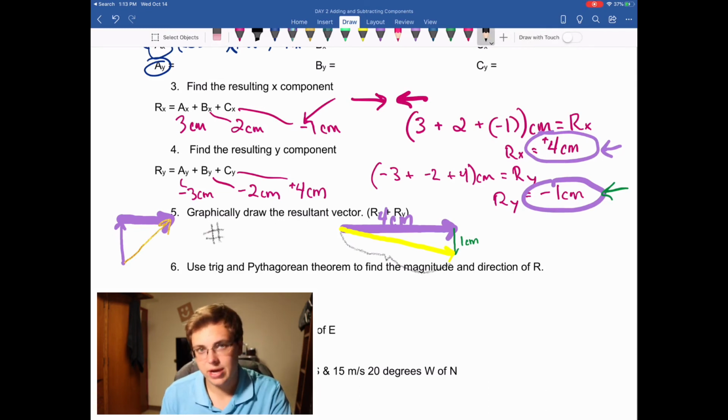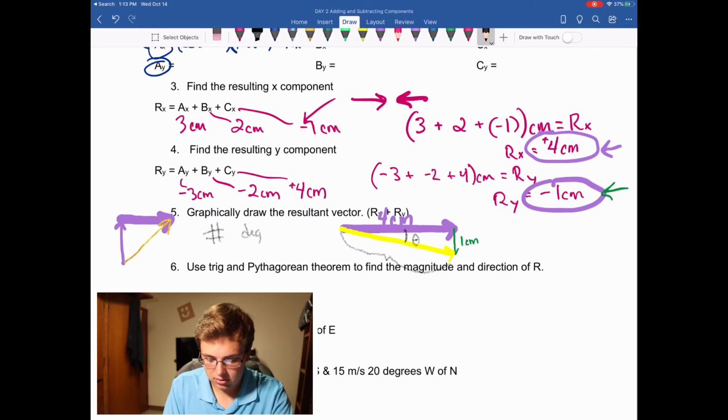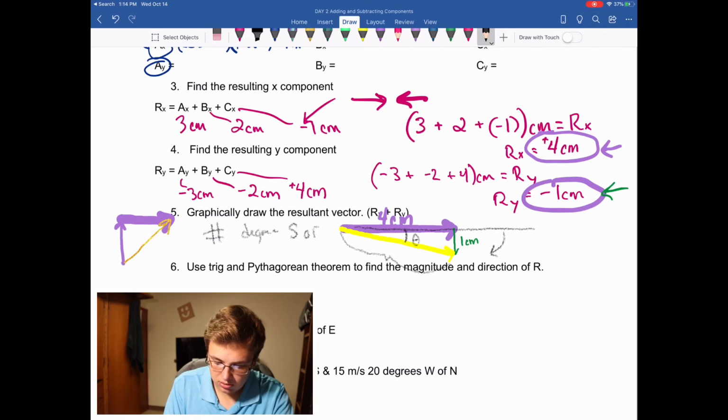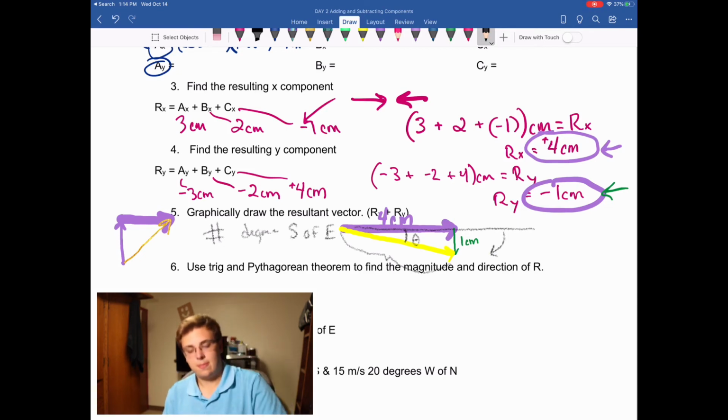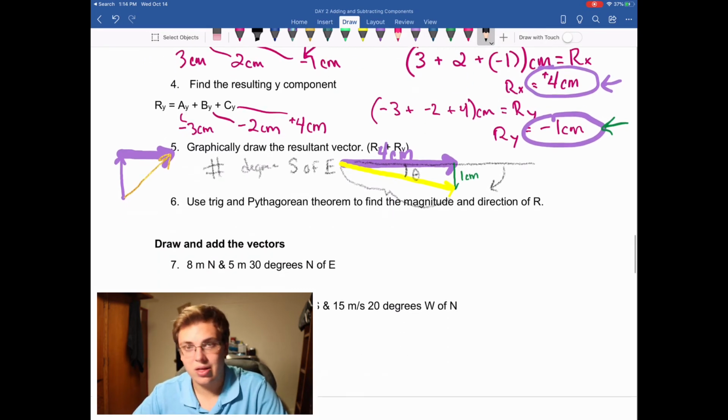And then what's my direction? Well, I grab a protractor out and I measure this right here. This is my theta. And it's going to be some degrees. And what is it going to be? Here's east, this direction is east, and we're going down, so south of east. So that's what you do, and you can just easily draw them. But sometimes drawing them is going to take more time, but it's always a backup plan.